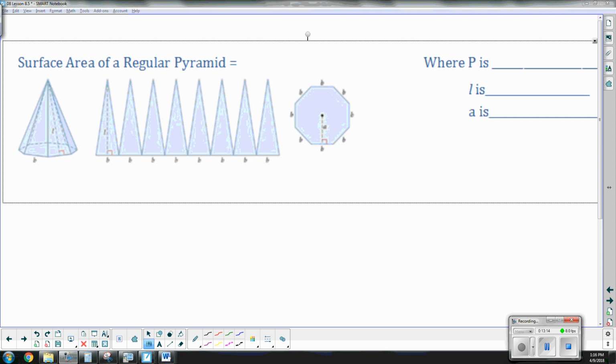All right, now let's look at the surface area of a regular pyramid. If you think of a regular pyramid, you have a regular polygon base, and then you have a whole bunch of triangles that come from the base to the tip. So the surface area of the regular pyramid is going to be all of those triangles that are all exactly the same, that have a base. Each triangle has a base that is equivalent to one of the sides.